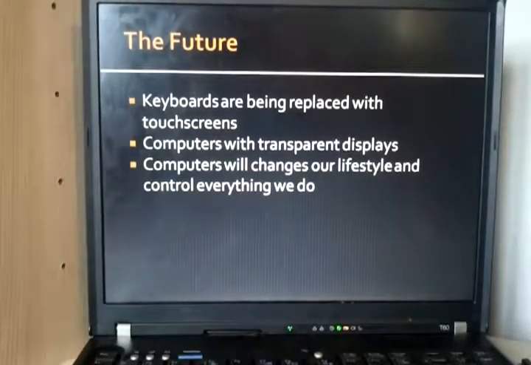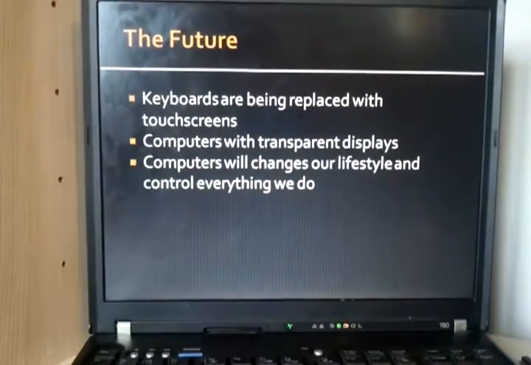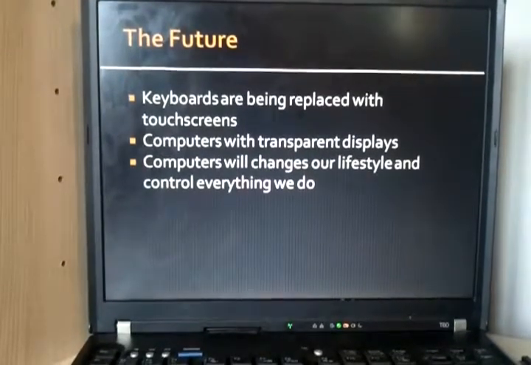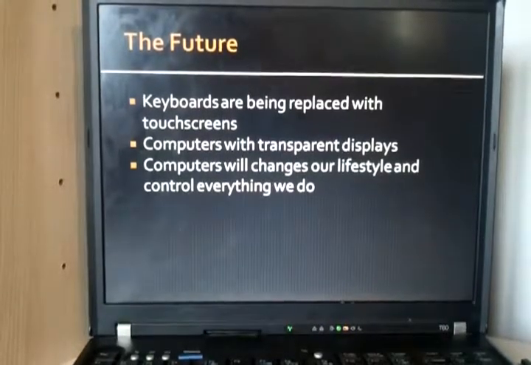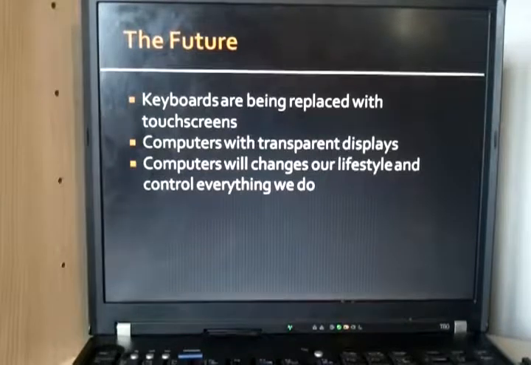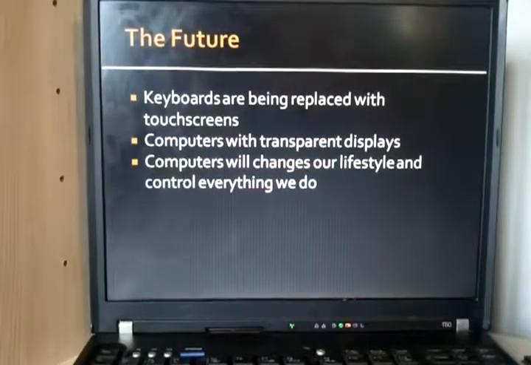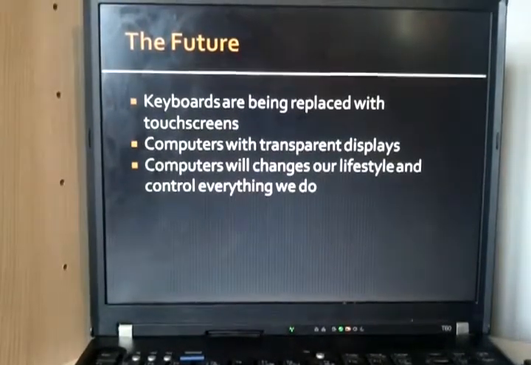And computers will change our lifestyle, and they control everything we do. They already do now, because we rely on our computers so much to help us get through our everyday activities, that I don't know how we are going to not live with them anymore.